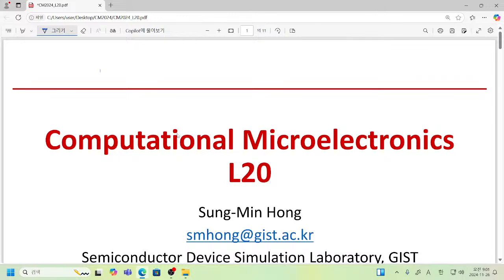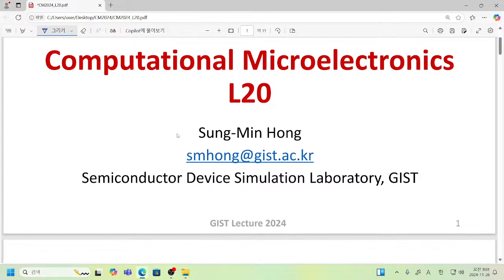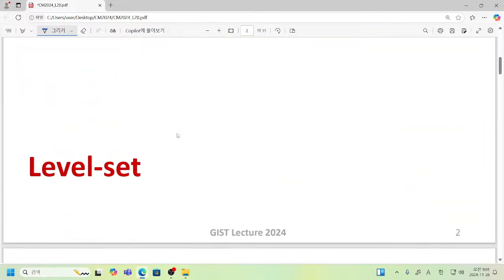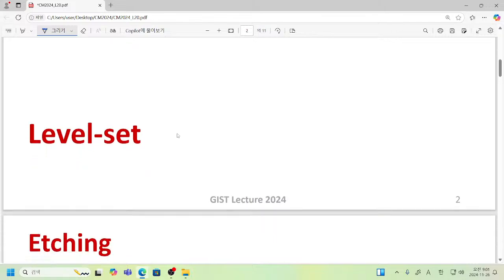Okay, it's lecture 20 of our Computational Microelectronics 2024, and let's go to our lecture material directly. So today we will talk about a method called level set. I think that maybe we can spend 2 lecture hours for this topic. So let's just get started.